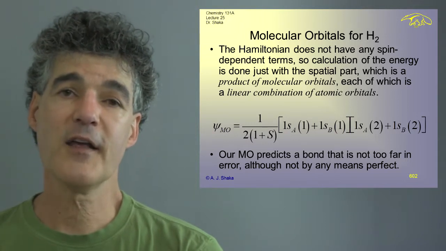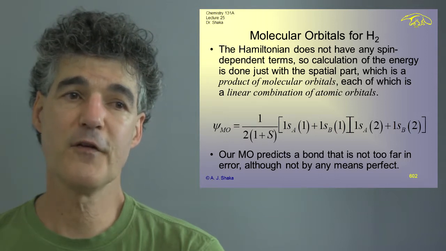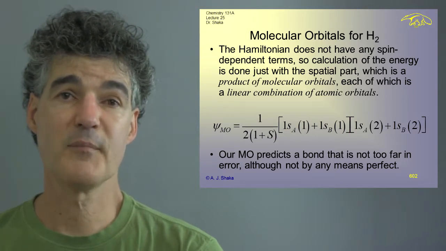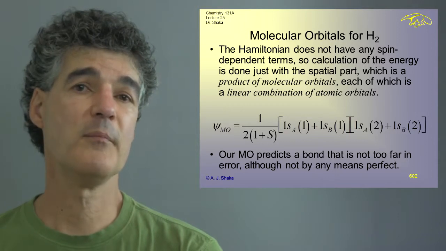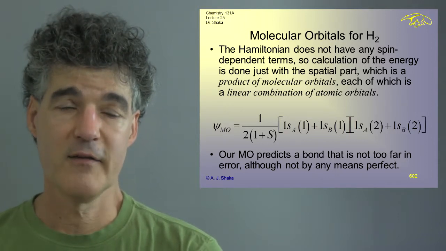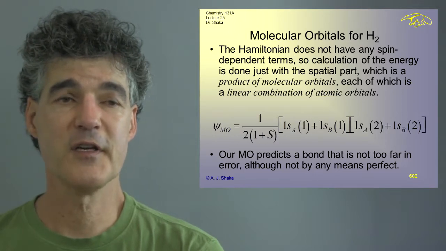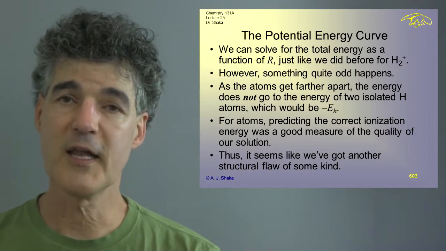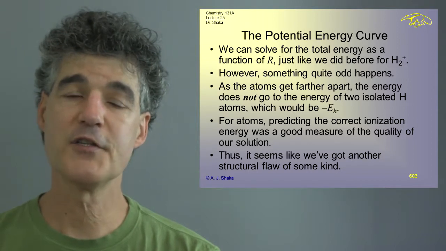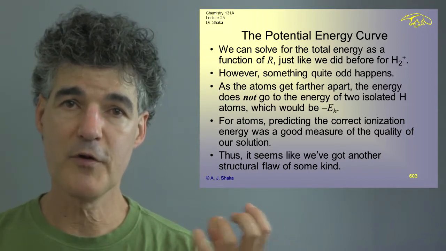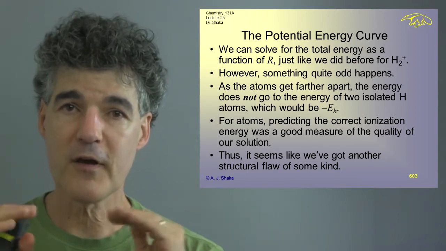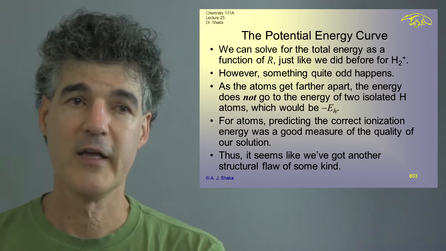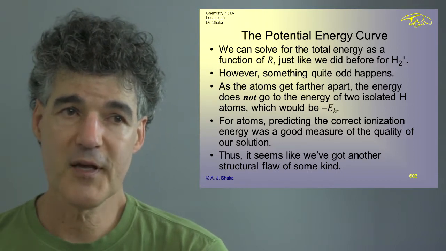If we do this, our molecular orbital picture predicts a bond that's not too far in error, although it's by no means perfect. The dissociation energy is not perfect, the bond length is not perfect, but we do predict a bond for H2, and so it seems like everything is okay. We can solve for the total energy as a function of R with these 2 electrons in. Just like we did for H2+, we treat R as a parameter, we move the nuclei, we fix them, we solve for the lowest energy, we put a point there, we move the nuclei again, we solve again, and so forth. And it's just the same thing as we did for H2+.